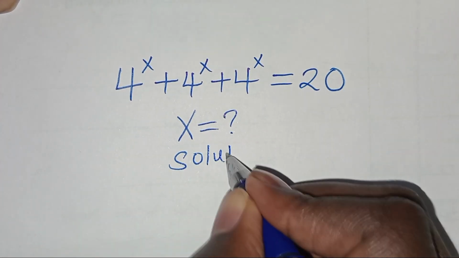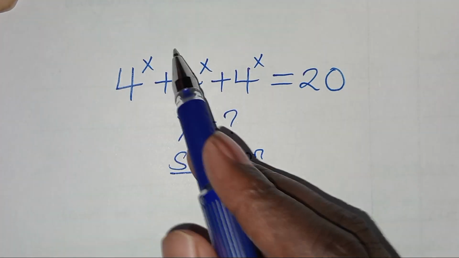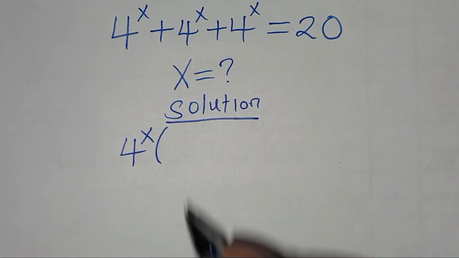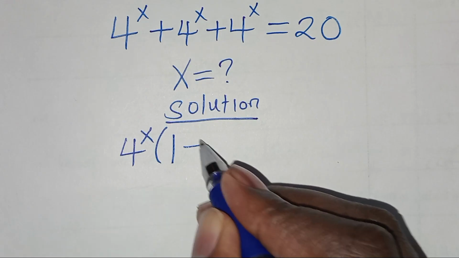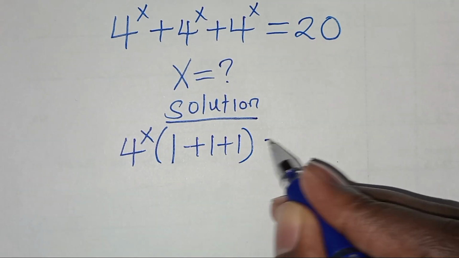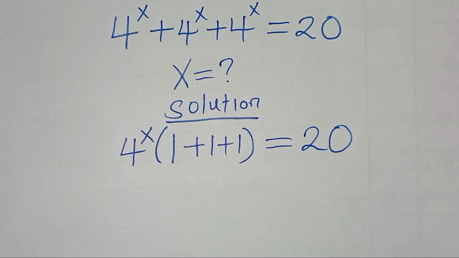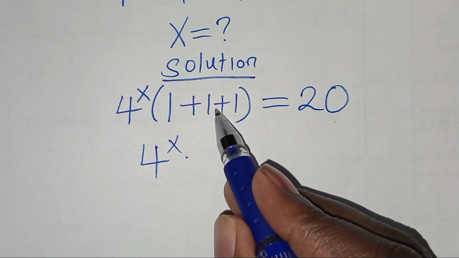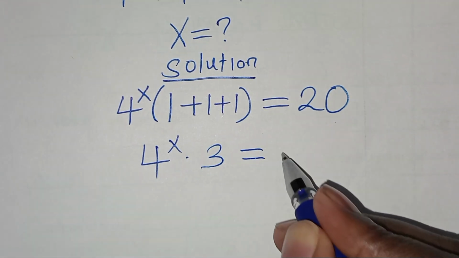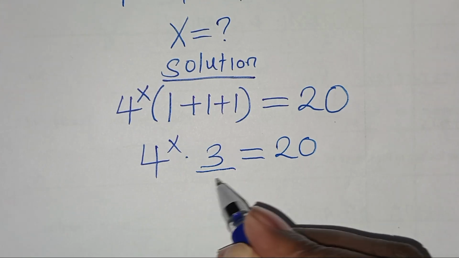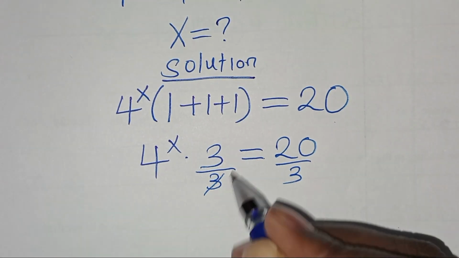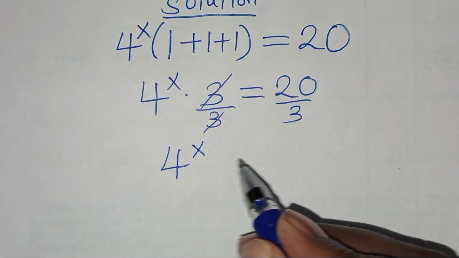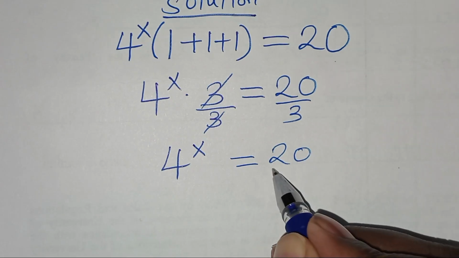Solution. We have that 4 to power x is common here, so we can factor out 4 to power x, so that we'll have into the parentheses 1 plus 1 plus 1. This is equal to 20. The next step is that we have 4 to power x times 1 plus 1 plus 1. This is 3, and this is equal to 20. So let's divide both sides by 3, so that now we have 4 to power x equal to 20 over 3.